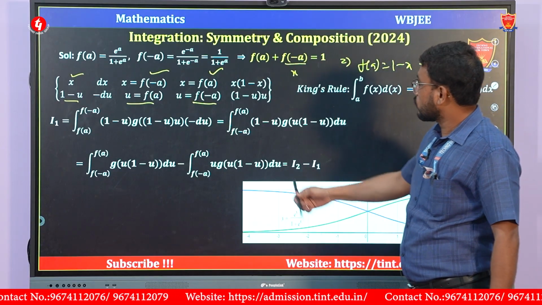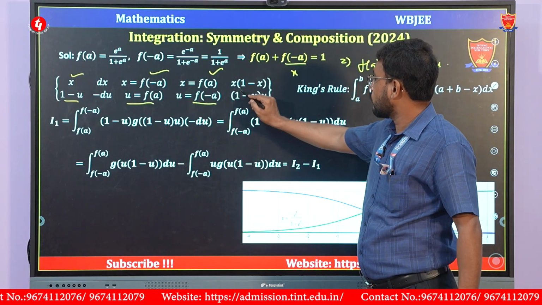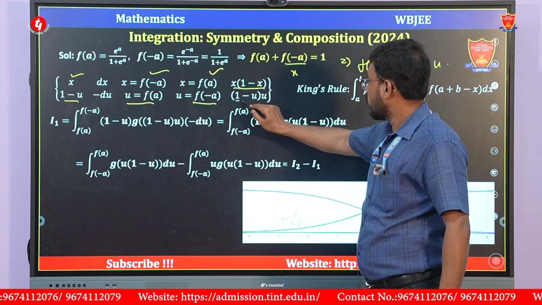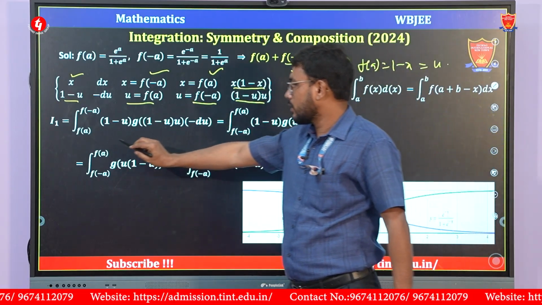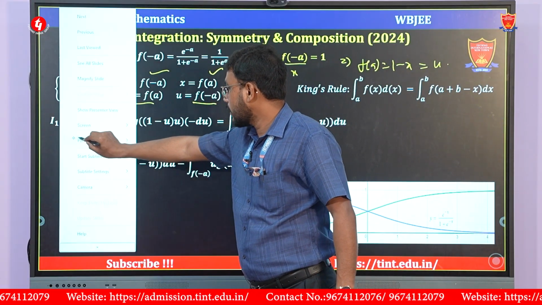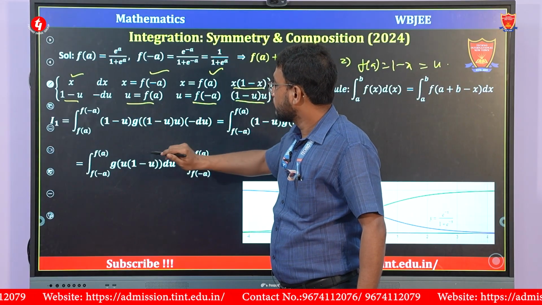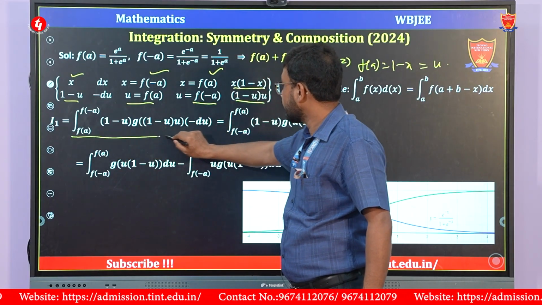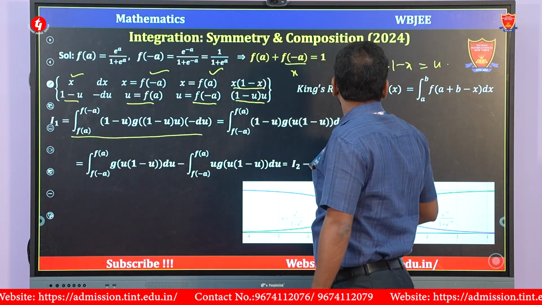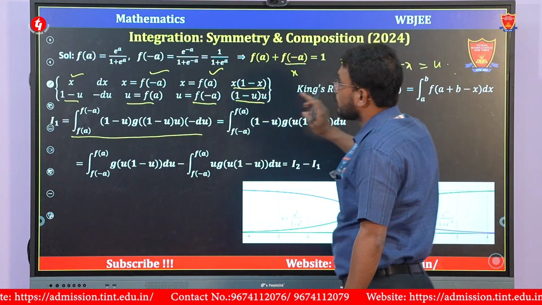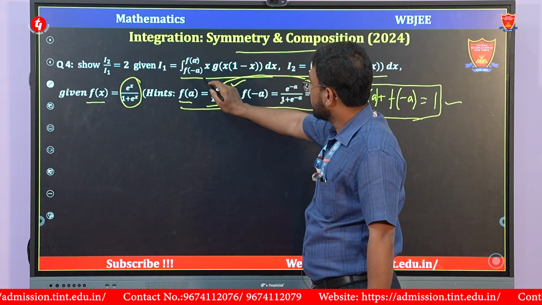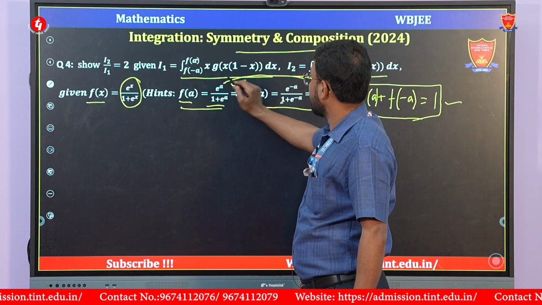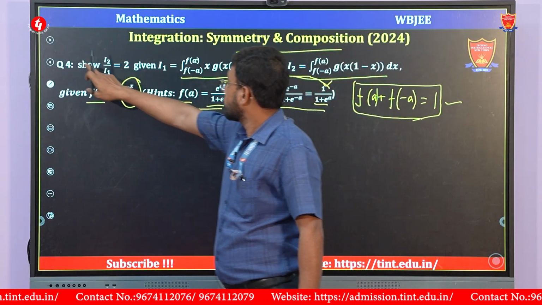Also, from your given problem, x into 1 minus x becomes 1 minus u into u. Just put all these things in your given integral I1. This is your I1. What is I1? Check it. So, this is your I1.